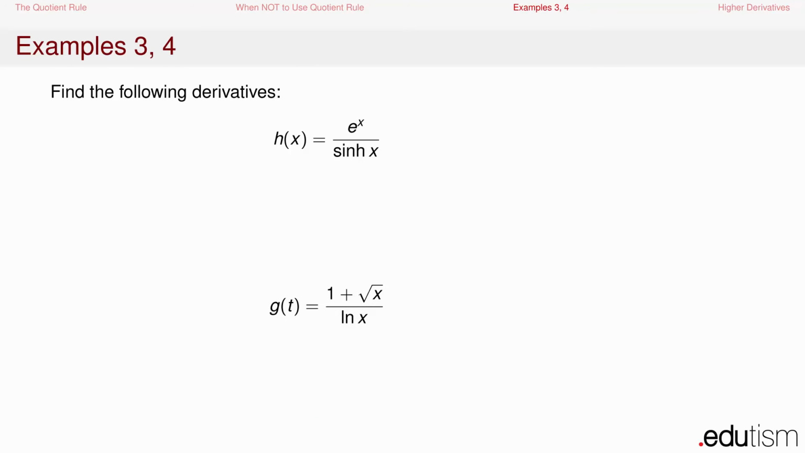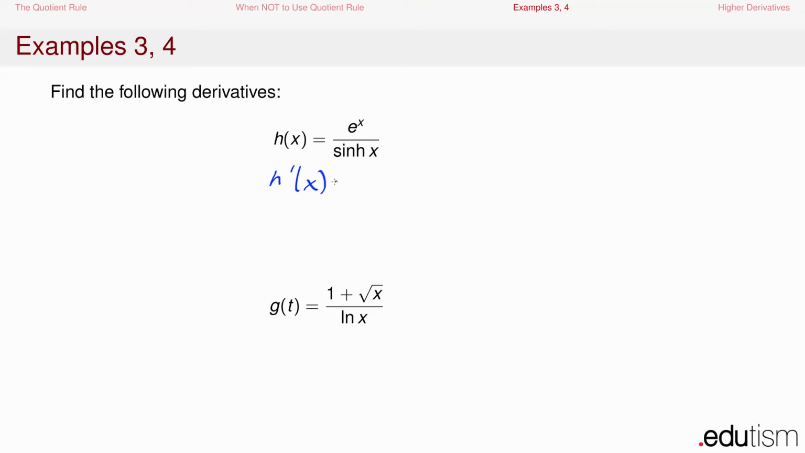I'm going to do a couple more examples of situations in which we do use the quotient rule before I go on to talking about higher derivatives. So if we want to take the derivative here of h of x, which is e to the x over sinh of x, we're going to use the quotient rule.